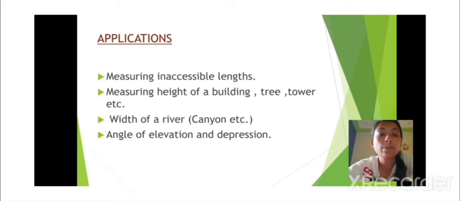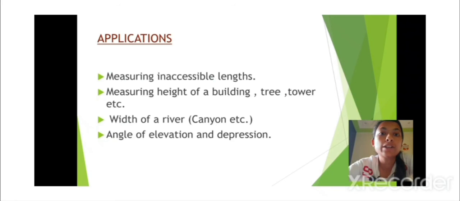Now there are some applications to use it. So what is our first application? That is measuring inaccessible lengths, which are hard to find, and we can measure the height of a building, tree, tower, etc. where trigonometry is used. Third is width of river and canyon, etc., and angle of elevation and depression.